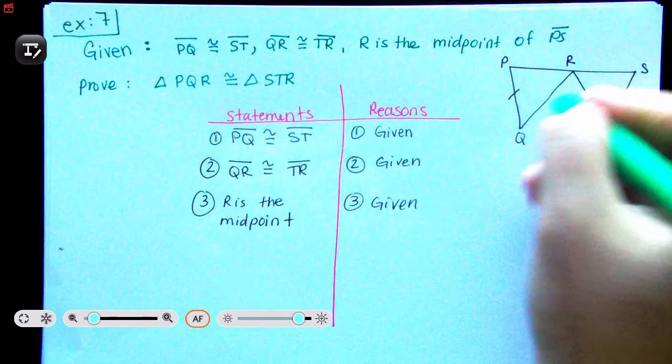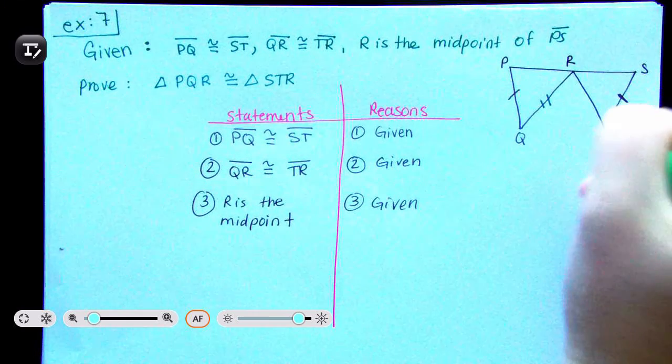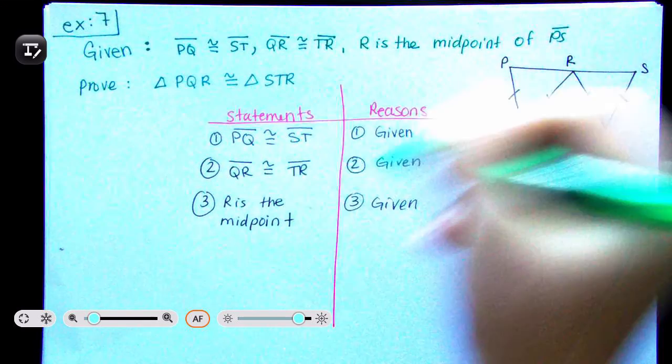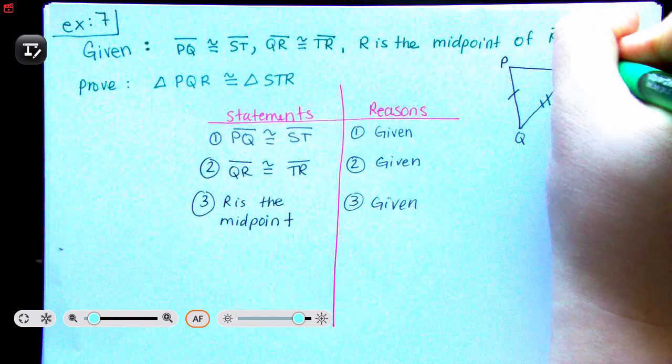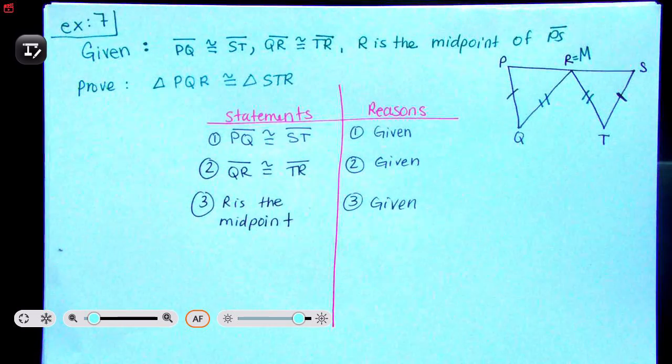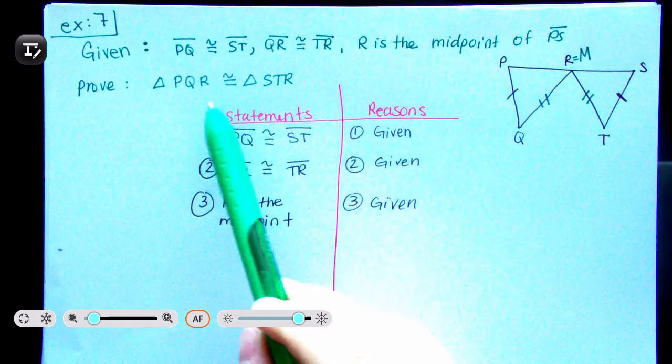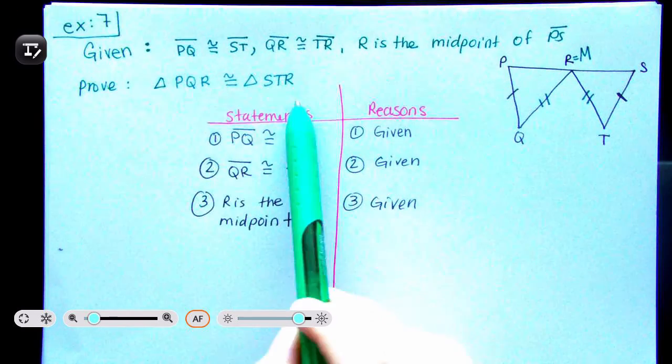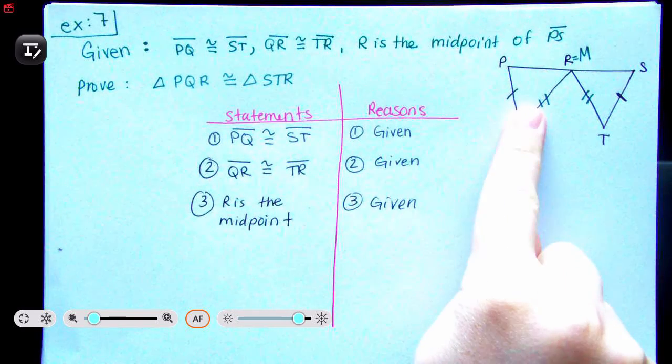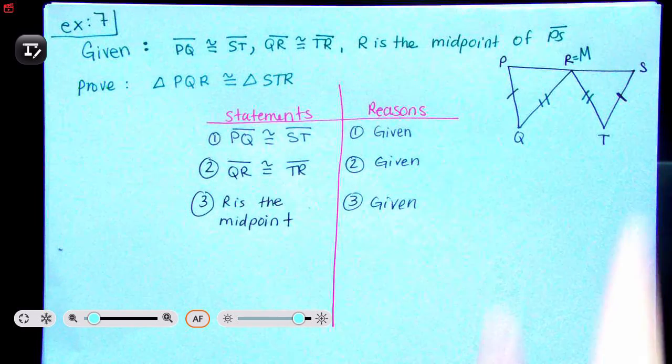So QR is congruent to TR. R is the midpoint, so we know that R is the midpoint. So how do we get to this statement? How do we know that this triangle is equal to this triangle?